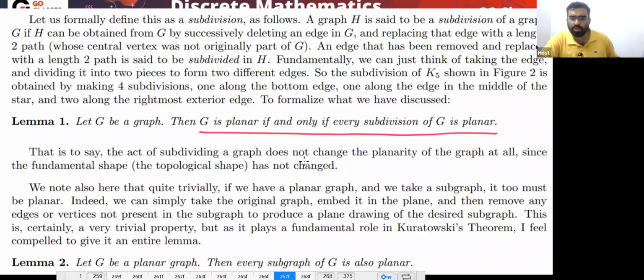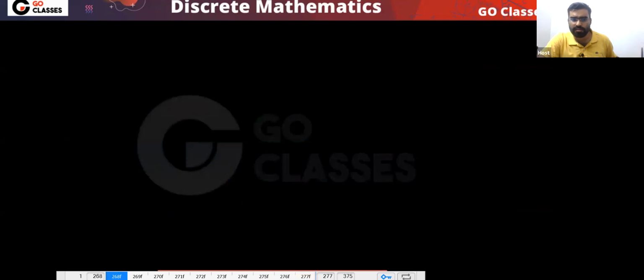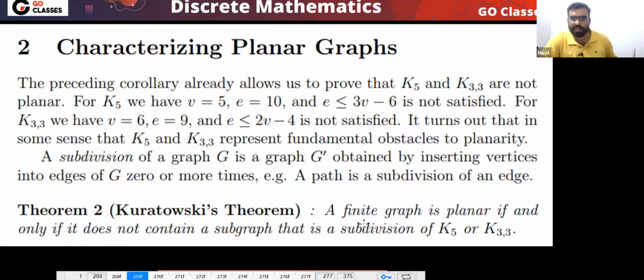Okay. So you know that a subgraph of a planar graph is planar. This you already know. And this is another statement: a graph is planar if and only if every subdivision is planar. So I can say a graph is non-planar if and only if some subdivision of G is non-planar. These two statements are the same. So this is the idea. You can notice Kuratowski's theorem can be written in many different ways.